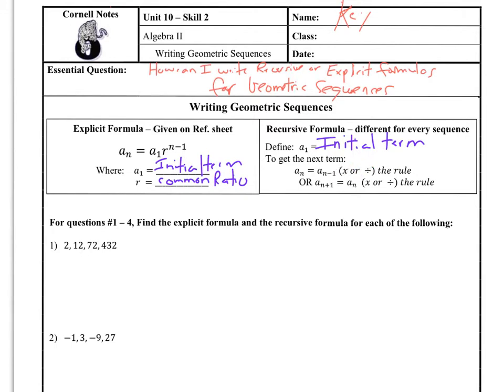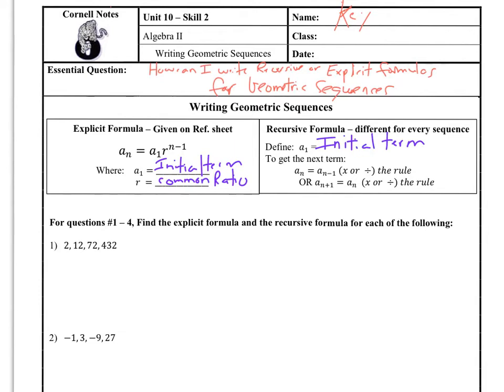So, questions 1 through 4: find the explicit formula and the recursive formula. The explicit formula is usually pretty easy. You just need to know two things. First, what is the starting number? That's pretty easy to figure out, the first number. And then find the common ratio, which is the multiplying number. What number are we multiplying by over and over again?